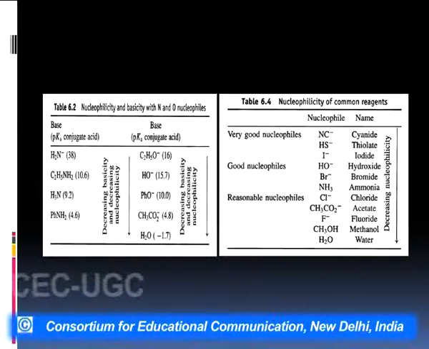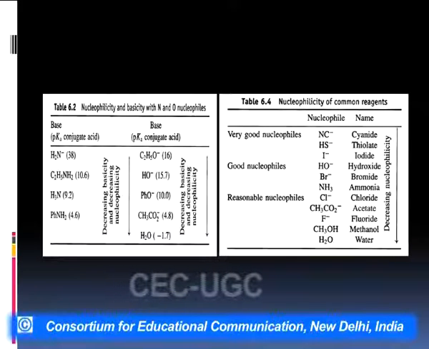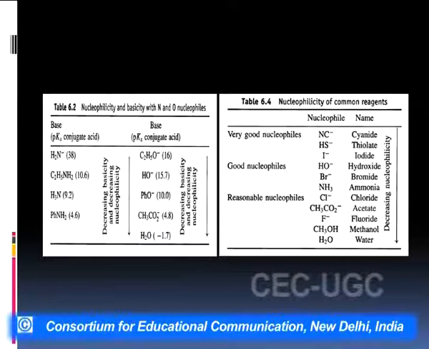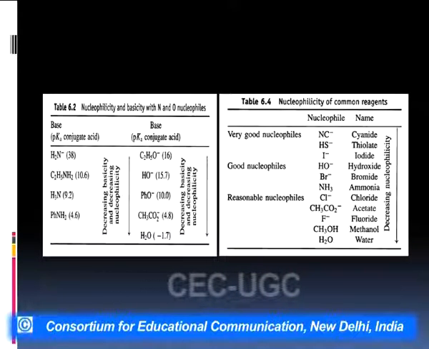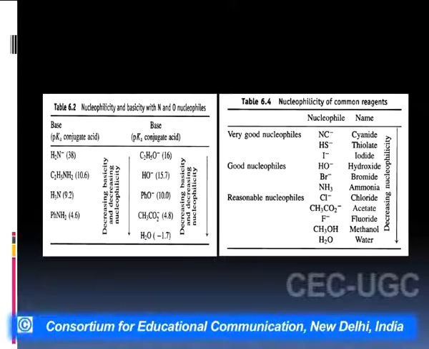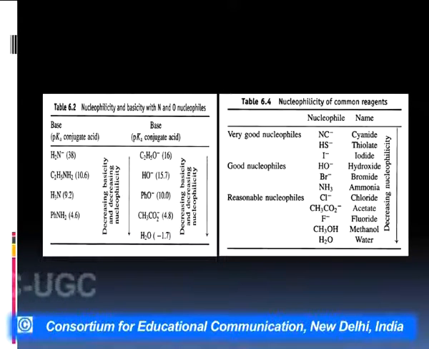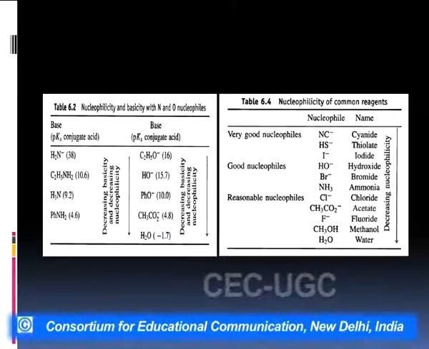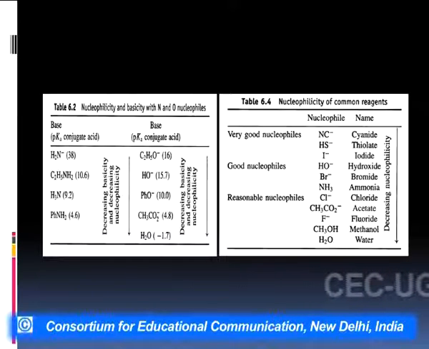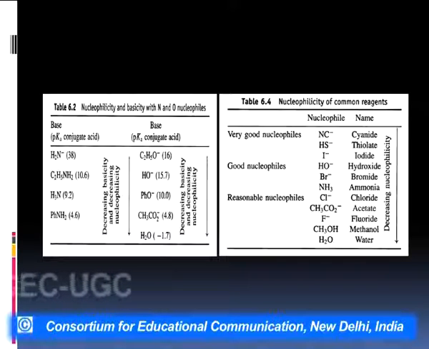The second thing you have to keep in mind is that in the case of vinylic, allylic and benzylic substrates, there is very little difference between the SN1 mechanism and the SN2 mechanism. There we say the groups which stabilize the carbocation intermediate will favor the SN1 mechanism, whereas groups which stabilize the transition state will favor the SN2 mechanism.